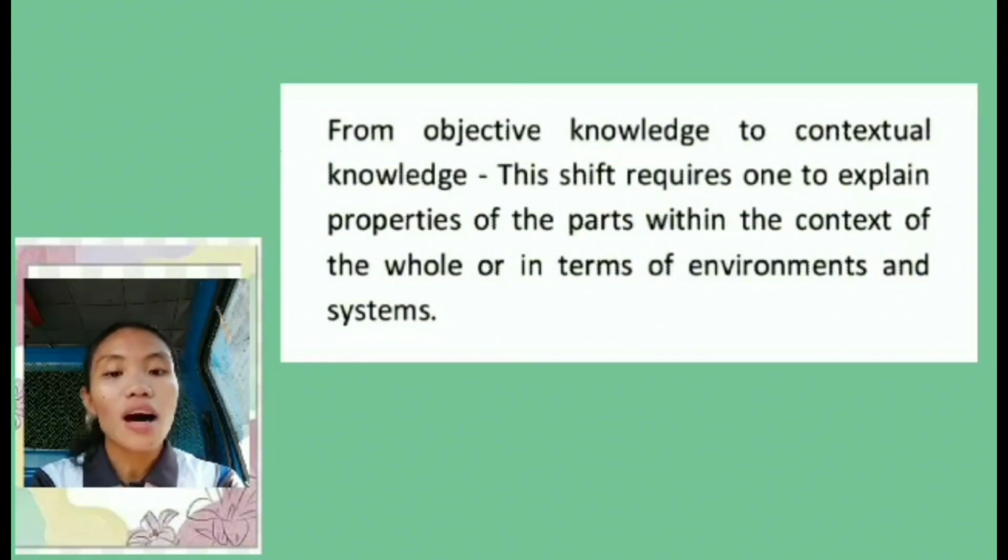So, from analytical thinking to contextual thinking.